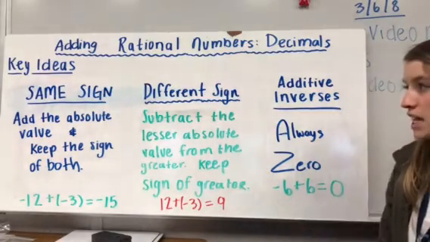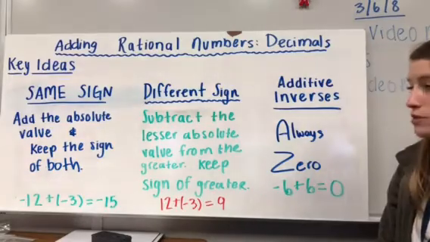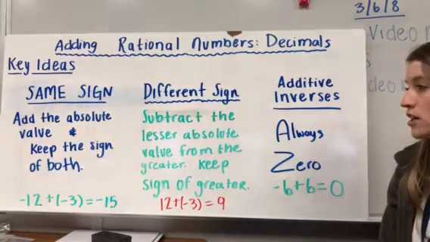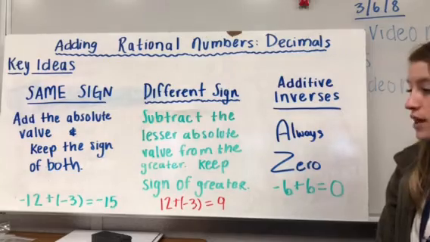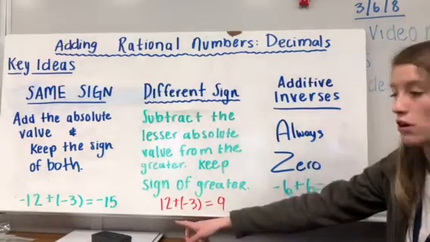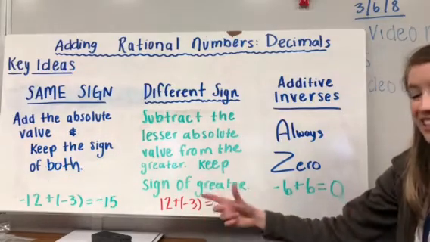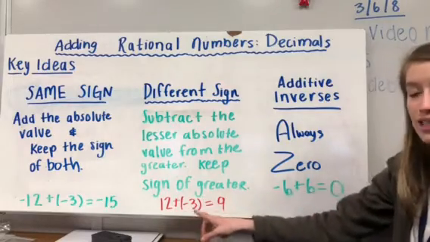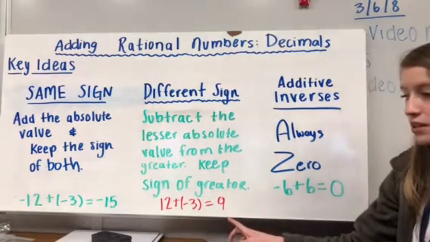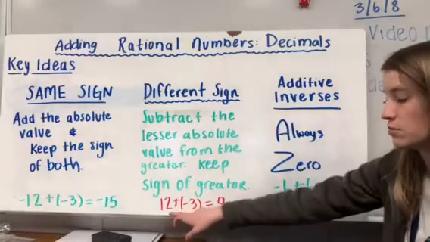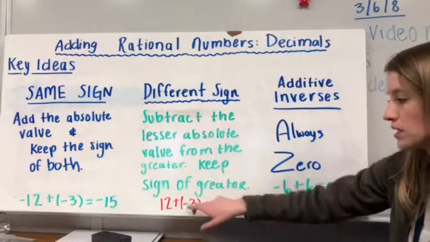If I have different signs, I subtract the lesser absolute value from the greater, and I keep the sign of the greater. So in this case, I have 12 plus -3, those signs are different. I think 12 minus 3, I'm left with 9. I keep the sign of the 12, so it's still positive 9.